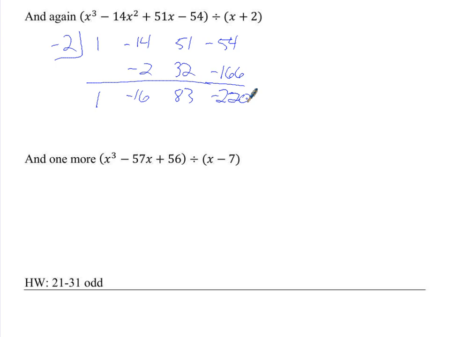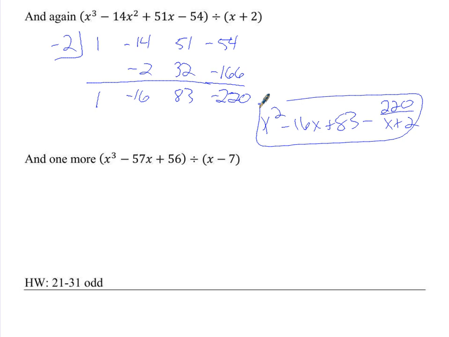What does this answer mean? -220 over, that's your answer. And what? How do I go from here to here? Okay. So the rule is, if you go back to the rules that I gave you in the beginning, the answer here, these are the coefficients of your answer.